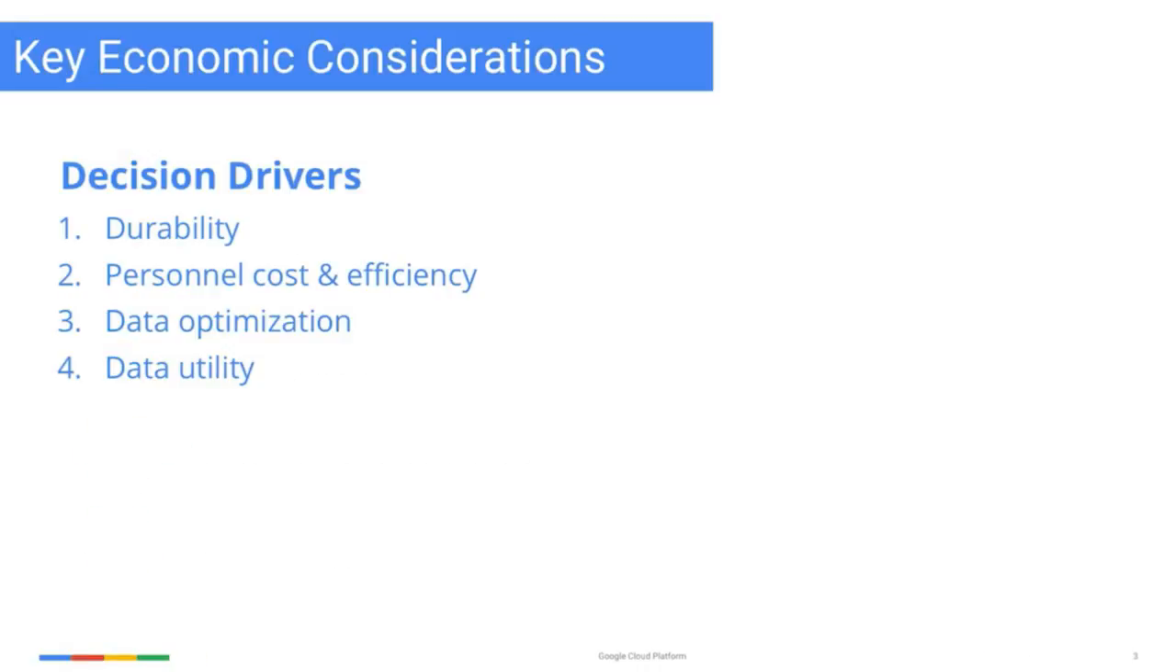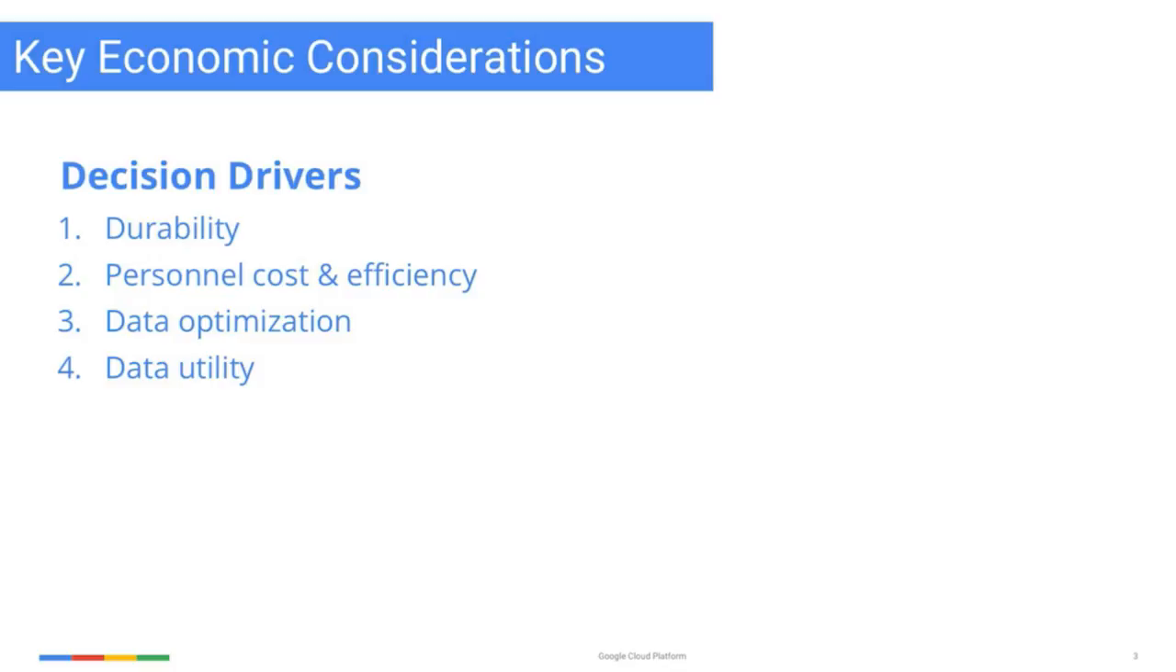If you have to drop early from this webinar, these are the key decision drivers, or the things that maybe stand out a little bit when you're looking at the economic considerations. As we walk through the spreadsheet in a bit, these are the things you should really think about as differentiators, because again, no two environments are the same. First, durability. If you have a high requirement for durability, that significantly impacts the economics of tape versus cloud. Second, personnel cost and efficiency. If you have high personnel cost and or low efficiency, or the other way around, again, that's going to significantly impact the differences in the economics between tape and cloud.